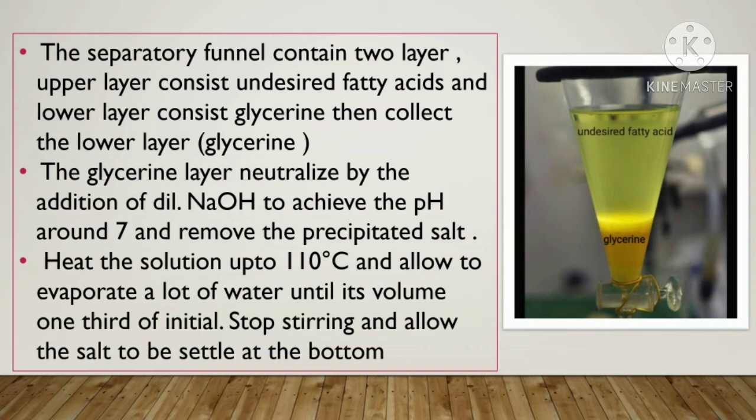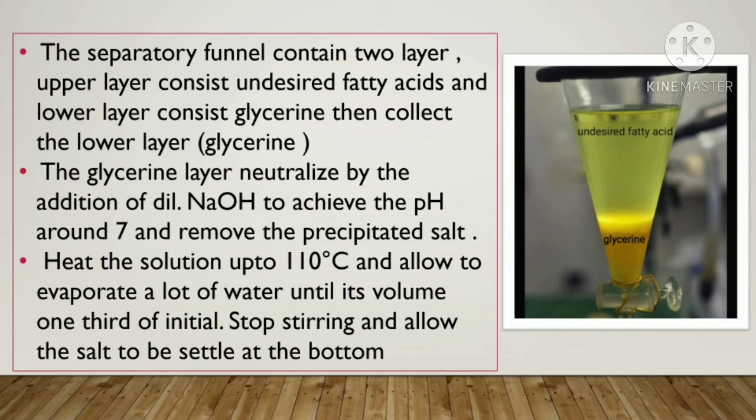After the collection of the lower layer glycerin, this layer is neutralized by the addition of diluted NaOH to achieve a pH around 7, and check its pH through the pH paper. If the pH is still acidic, then add a small amount of NaOH more, and if the pH is basic, then re-acidify the solution by adding a small amount of diluted HCl to make the glycerin neutral.